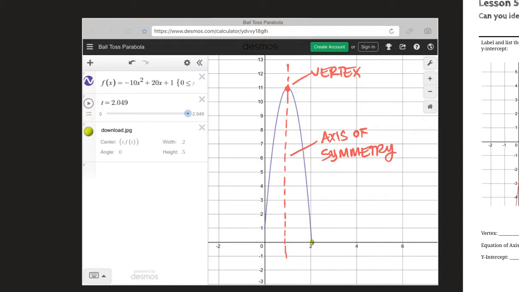So it's the line that goes straight down the middle of the parabola, and it always goes right through the vertex. Okay? The last point that we need to know for today is called the Y-intercept. Now, we know the Y-intercept from lines, equations of lines. It's the same thing. It's where the parabola crosses the y-axis, and we call this the Y-intercept.